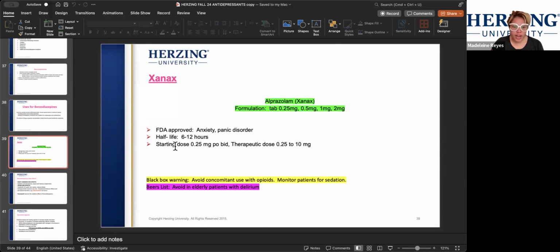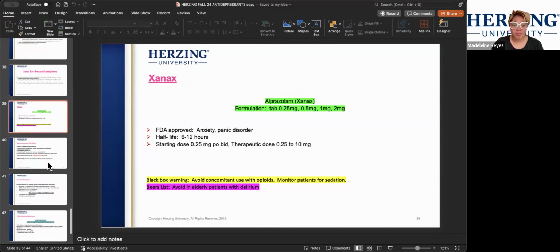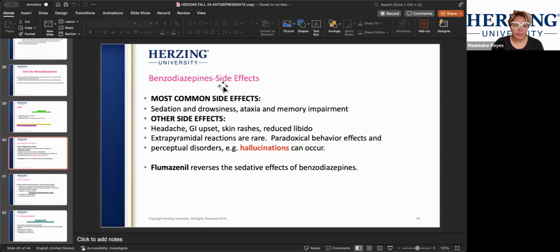Half-life is 6 to 12 hours. A starting dose is 0.25 up to twice a day. Therapeutic dose is 0.25 to 10 milligrams. Again, black box warning: avoid common use with opioids, monitor patients for sedation and also abuse. It's part of the Beers criteria, so definitely do not put the elderly on benzos unless they've been on it for 20 years, and at that point you would probably have to leave it.